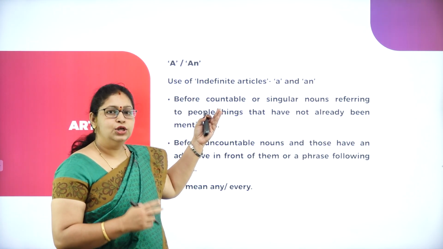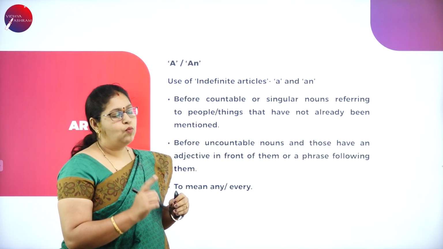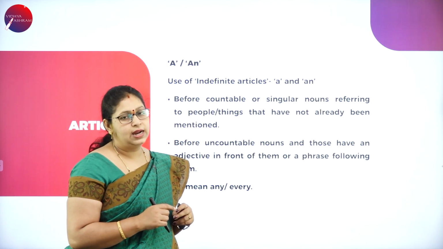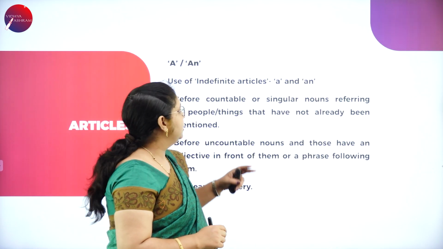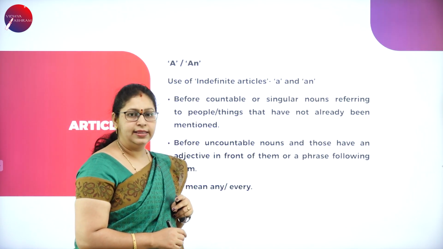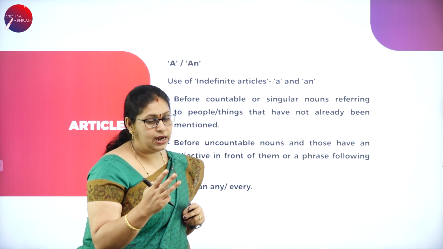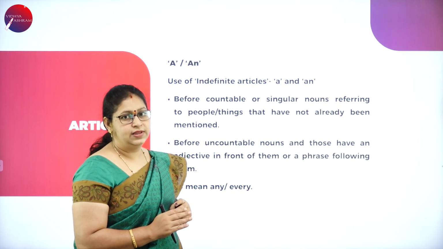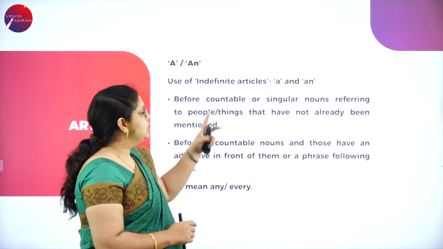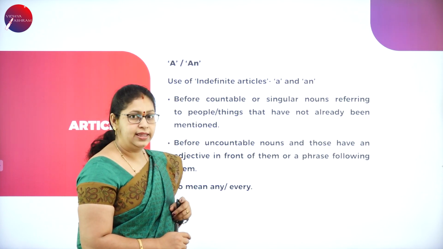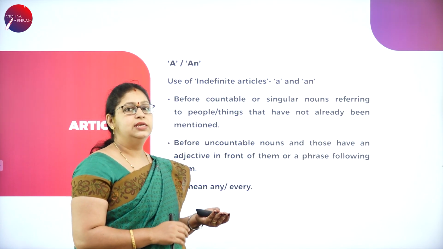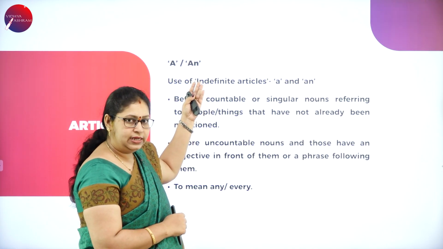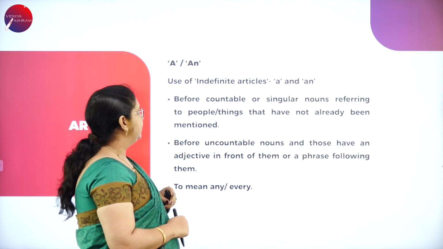We have two types of articles. One is the indefinite article and the other is the definite article. In indefinite articles, we have a and an. I told you there are only three articles and they are categorized as indefinite articles and definite articles. In indefinite articles, we see a and an. And the definite article is the. Let us start with the first type of article, that is the indefinite article.